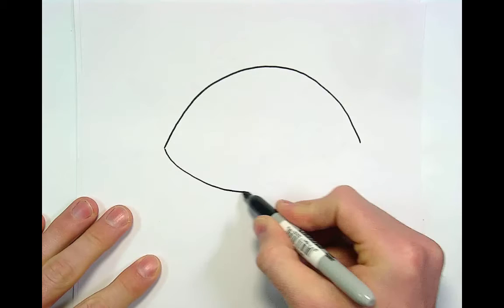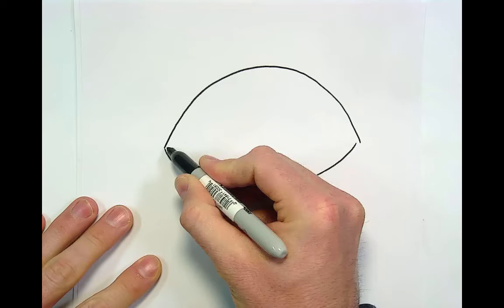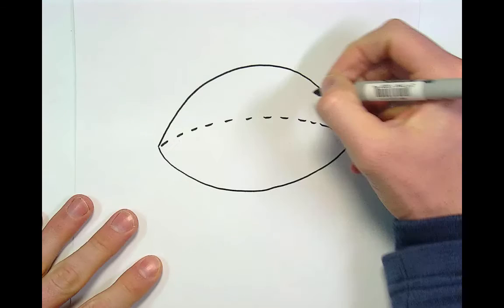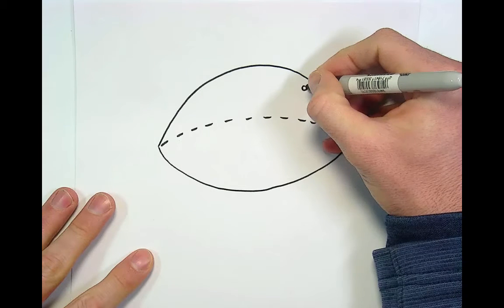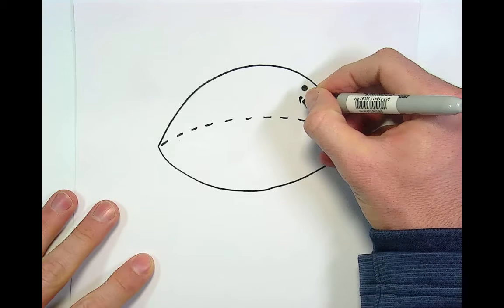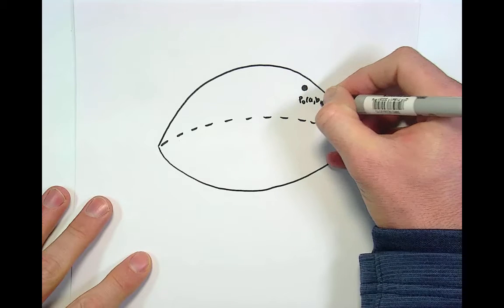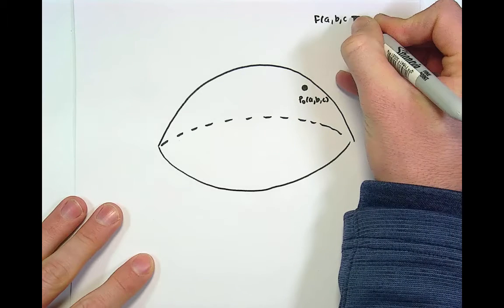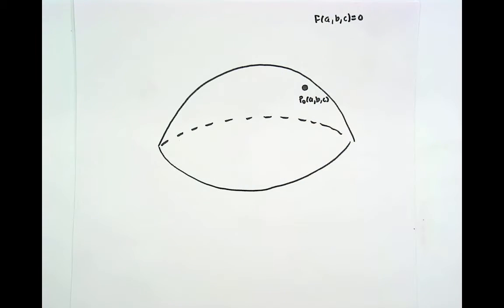For some reason, all of my surfaces look like elliptical paraboloids, and that's because the other ones are hard to draw. All right, so here we've got some surface. We slap some point on this surface. So this would be the point P naught (A, B, C). And of course, this would mean that f of A, B, C is equal to 0.